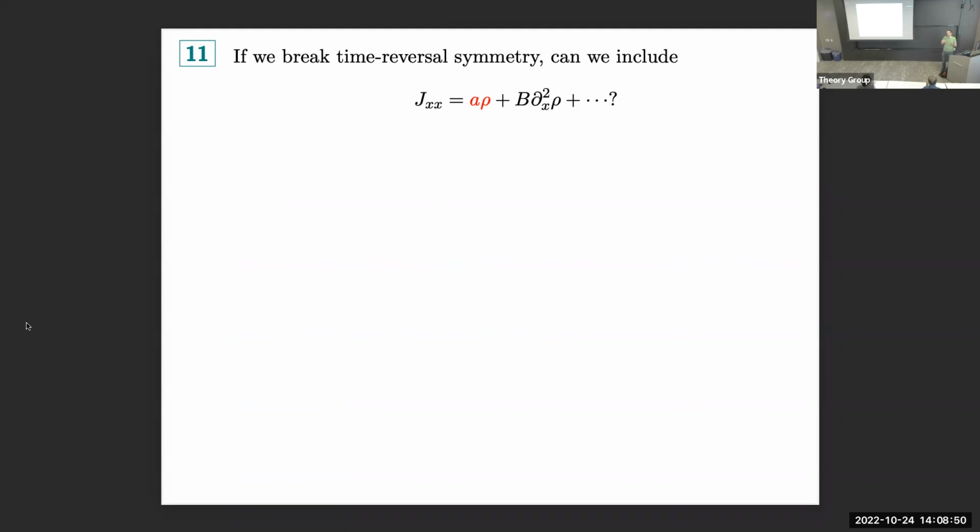You can actually do numerical simulations. You can try to break detailed balance. And we found that you can't ever get this A term that's non-zero. You always just get the fourth order term only. And so we thought about this question for a while, and we decided the answer is no, that you can't write down A times rho because A being non-zero would violate the fluctuation dissipation theorem.